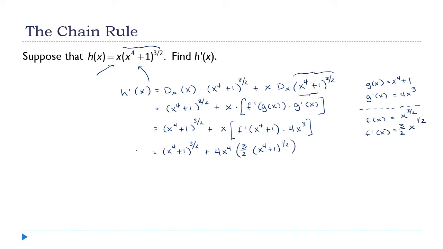All right, so let's keep cleaning here a little bit. This is (x^4 + 1)^(3/2), and 4 times 3/2, that's 6, so plus 6x to the fourth times (x^4 + 1)^(1/2).